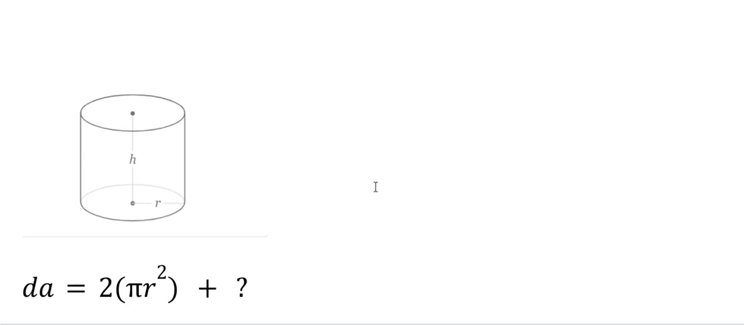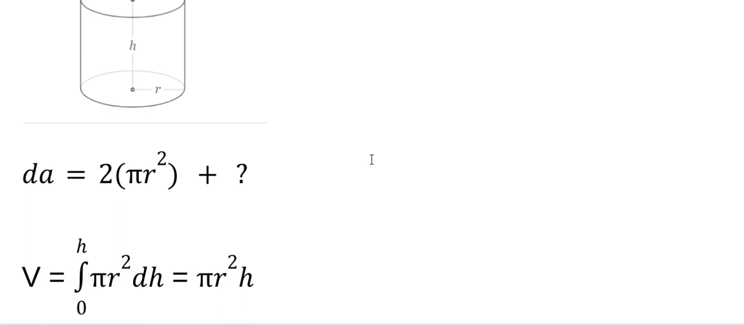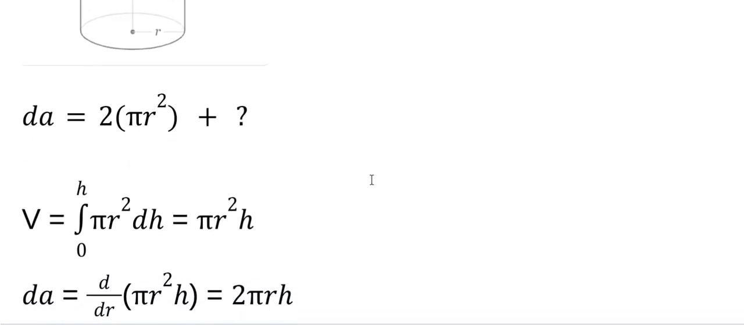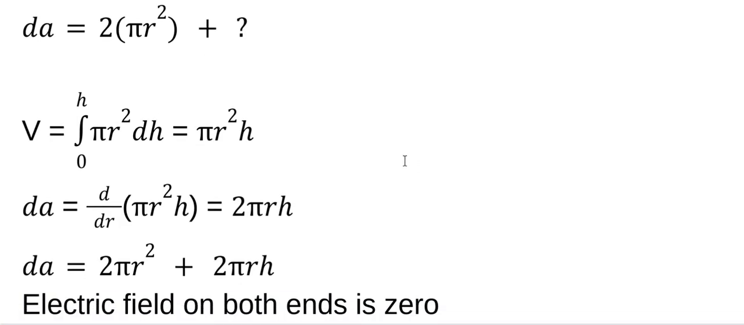Well, I did it the same way I did the sphere, is I said, what is the volume of a cylinder? Well, from 0 to h of this pi r squared, you just integrate up over h, you get pi r squared h. You know, it was that easy. Well, then if that's true, then what's dA? Well, it's just the first derivative of that with respect to r. So this is the other part, 2 pi rh. So dA is equal to this. But we just said the electric field on both ends is 0, so we don't need this part because there's no electric field there, 0. We just need this part, right?